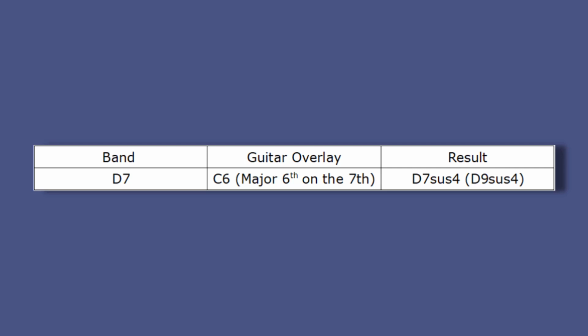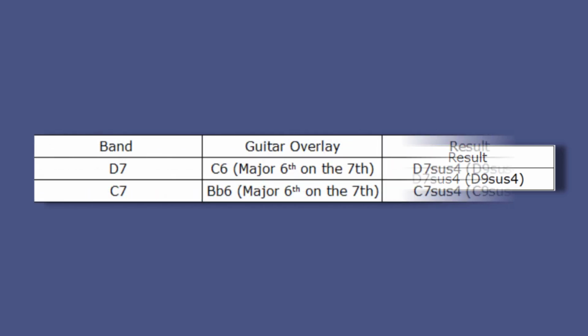So the rule for producing a dominant 7th suspended 4th chord using this overlay method is that we play a major 6th chord on the 7th. And how that works is the band is playing D7, the 7th note of the D7th chord is C, therefore we would play a C major 6th chord and the resultant sound would be D9 suspended 4th.